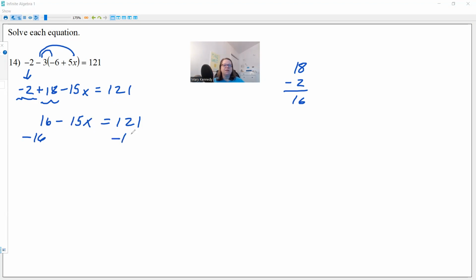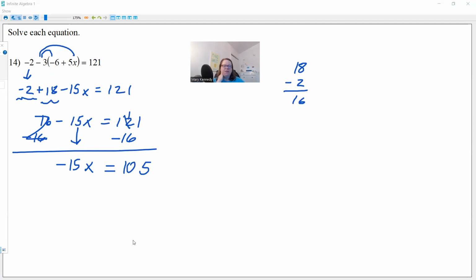So if I subtract it over here, I have to subtract it over here. Why am I subtracting? Because I want that to be 0. 16 minus 16 is 0. That was the point of this, is to get rid of it. I'll bring down the -15x, bring down the equal sign. 121 minus 16 is 105.